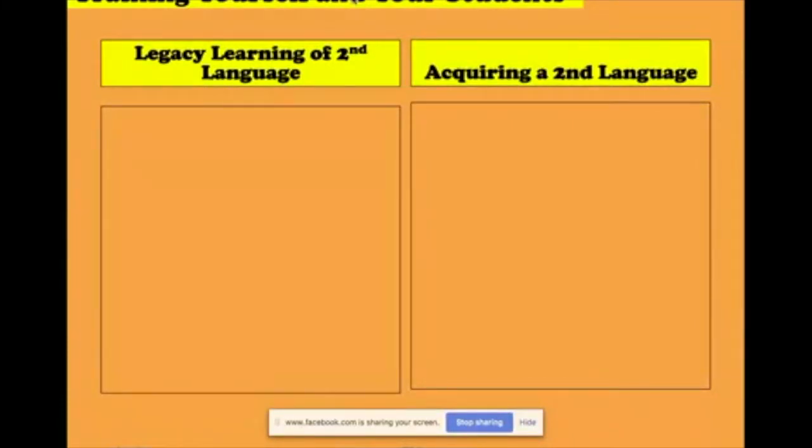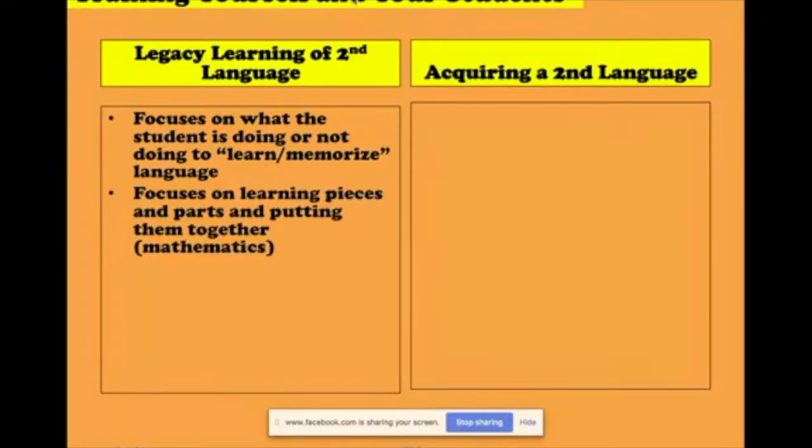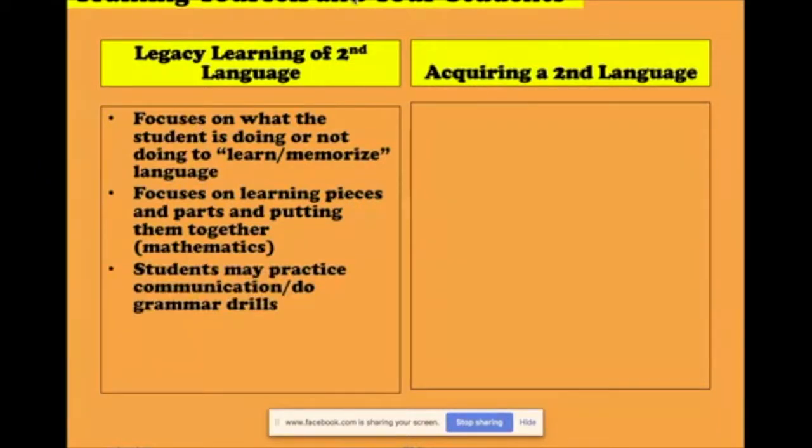I want to compare 2 different thoughts on learning language. First of all, legacy learning of a second language. Traditional language classrooms generally would focus on what the student is doing or not doing to learn or memorize language. It focused on learning pieces and parts and putting them together, almost like mathematics. Students may practice some communication in the classroom, but often are doing grammar drills, and there's a focus on teaching grammar.